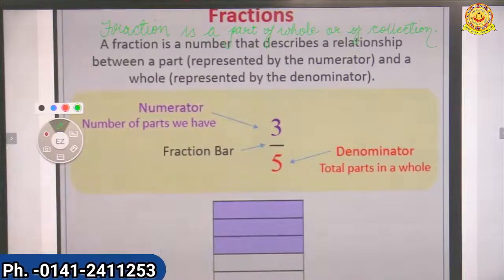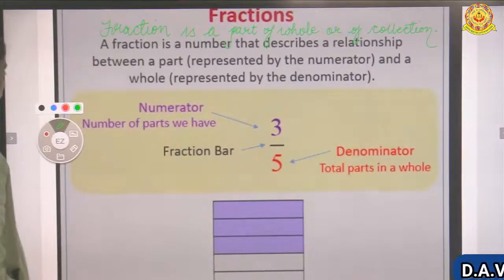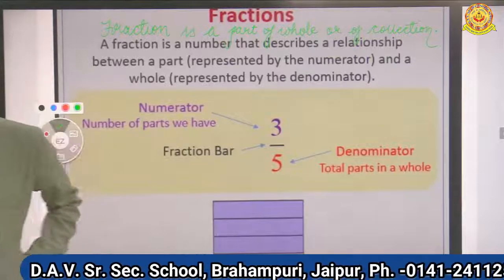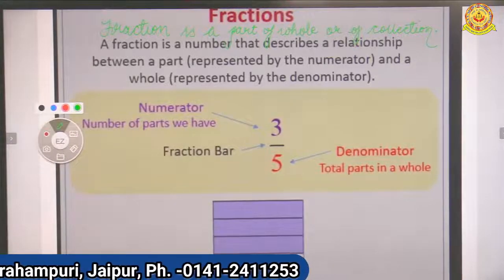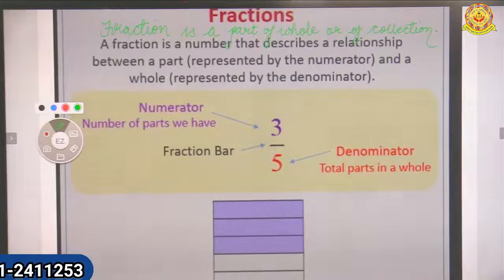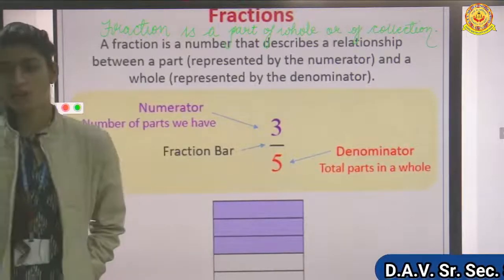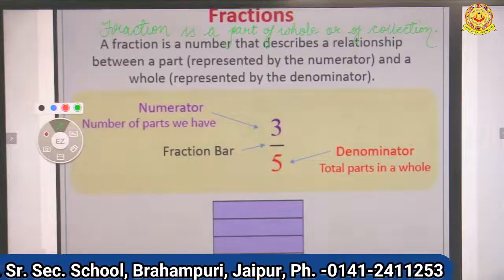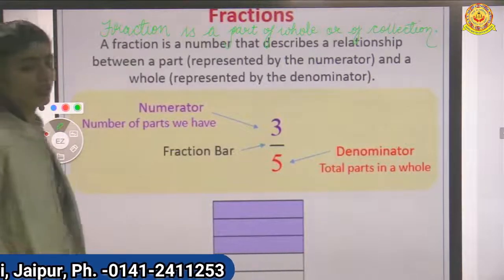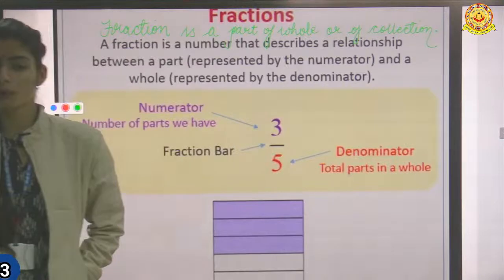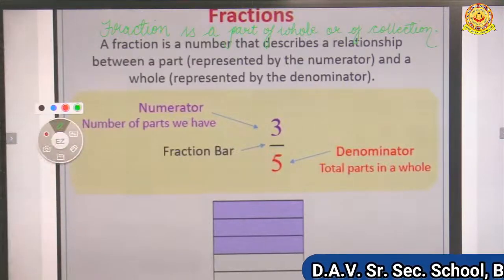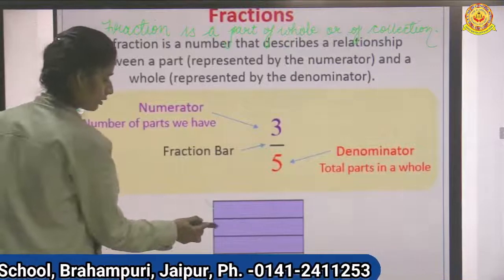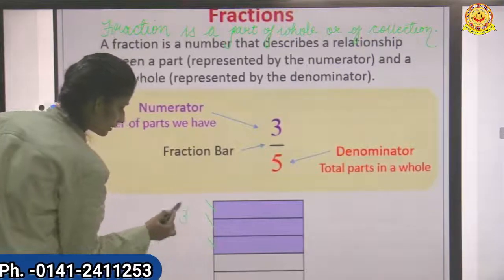Fraction means the part of anything. If I give an example, we have 5 blocks. Total, how many blocks are we having? 5. And out of 5 I have shaded 3 blocks. If I am asking you to tell me the fraction of the shaded region, what will that be? How many total blocks are shaded? 1, 2, 3. 3 parts are shaded.